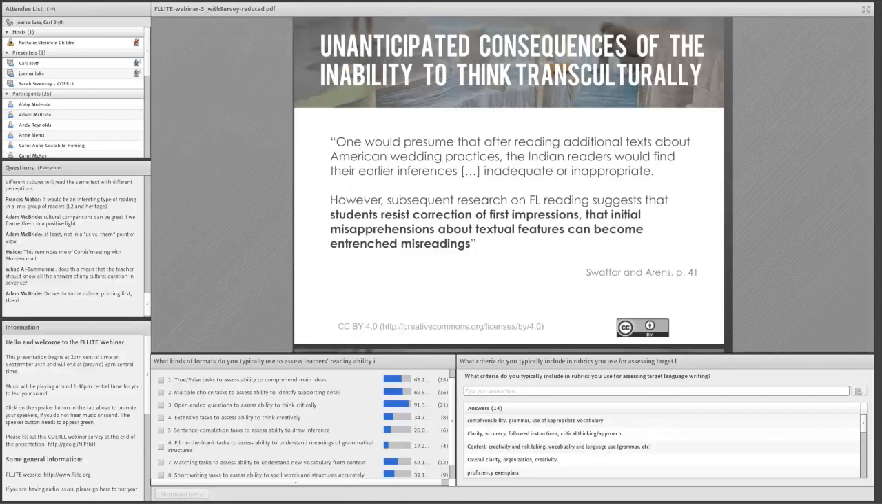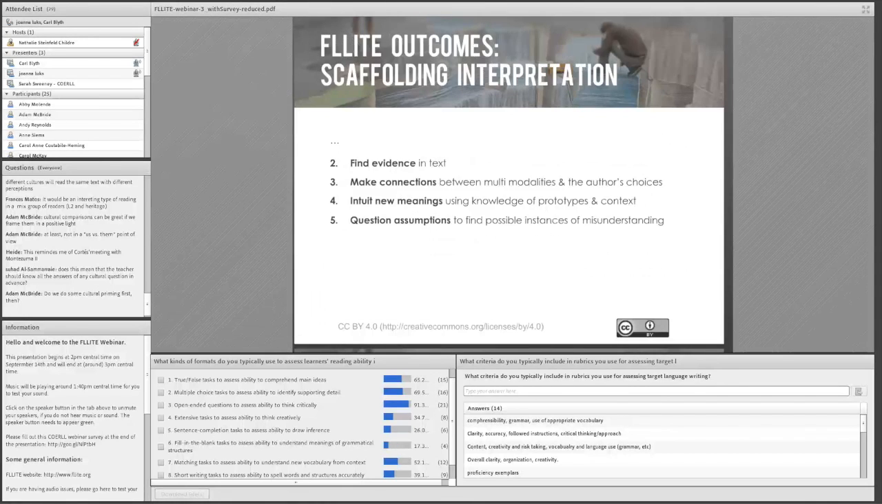So let's look again at the intended outcomes, the learning outcomes, and how we can scaffold interpretation through these outcomes. So, beyond just comprehension, yes, finding evidence in the text, making connections between multi-modalities and the author's choices, intuiting new meanings using knowledge of prototypes and context, and questioning assumptions to find possible instances of misunderstanding.